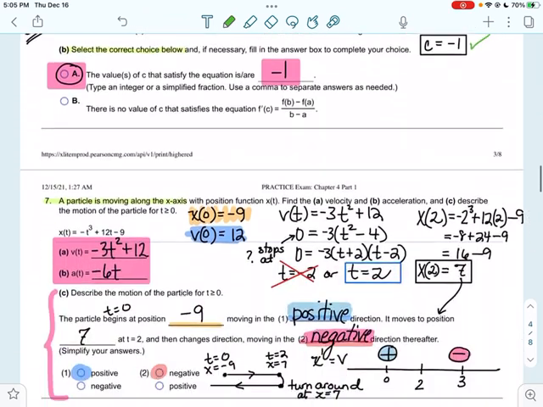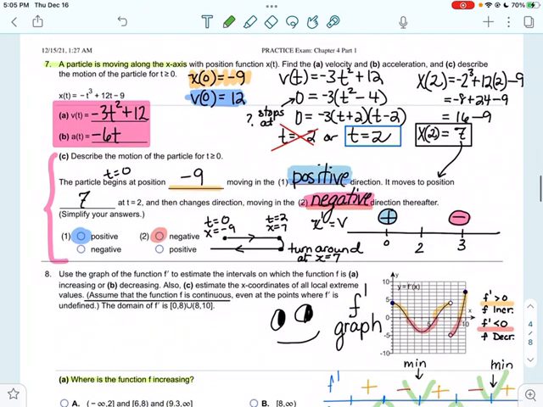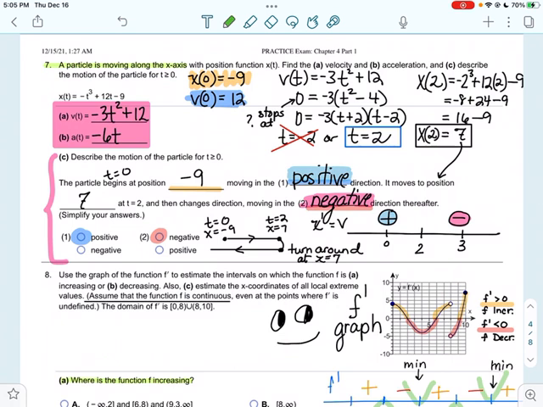Next problem, a particle moving along the x-axis. Find the velocity and the acceleration, and then describe the motion of the particle. The first two are the least involved, using the power rule. So you have v of t and a of t given. Then we want to describe the motion of the particle, so we have to use information about both the position function and the velocity function.